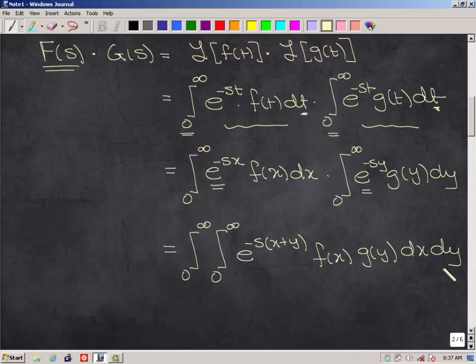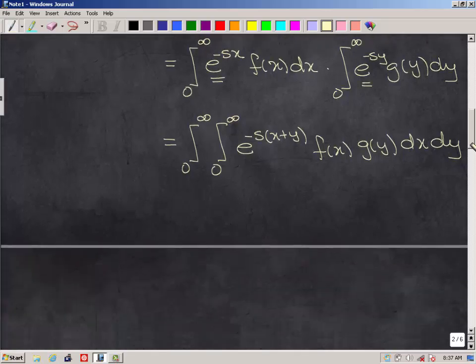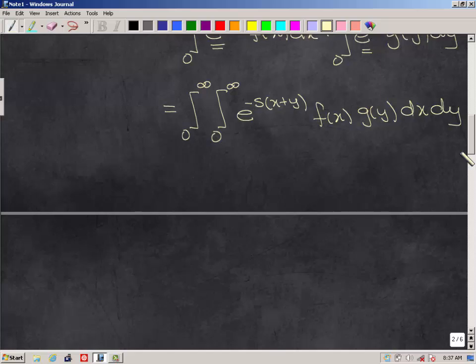Okay, so if you haven't had, I'm sorry, not calculus 2, calculus 3. So if you haven't had calculus 3, just bear with me. For those of you who have taken calculus 3, you should be able to follow along easily. Okay, so we want to work with this double integral.